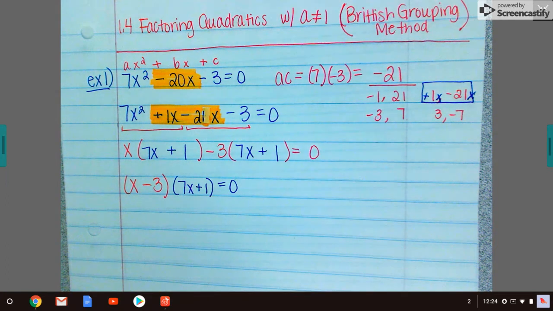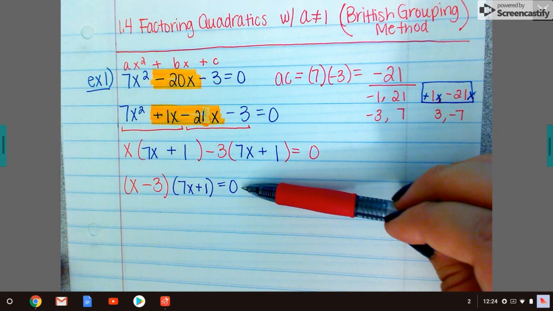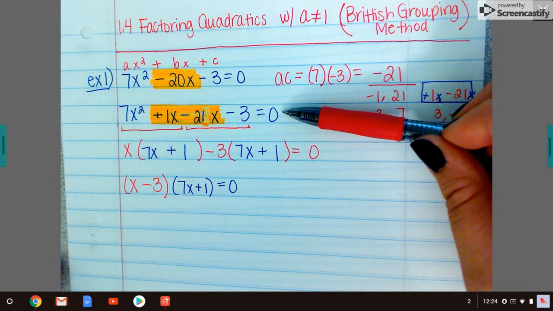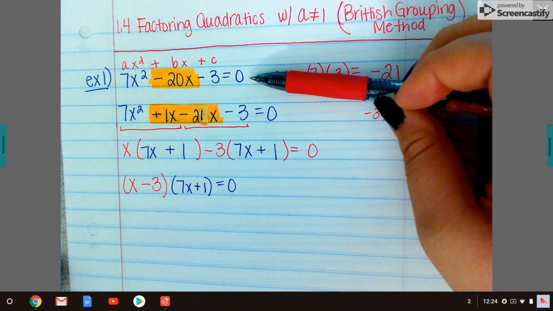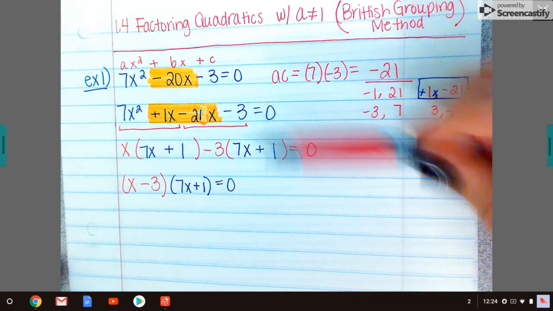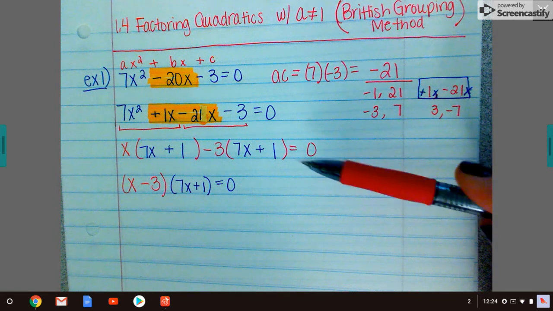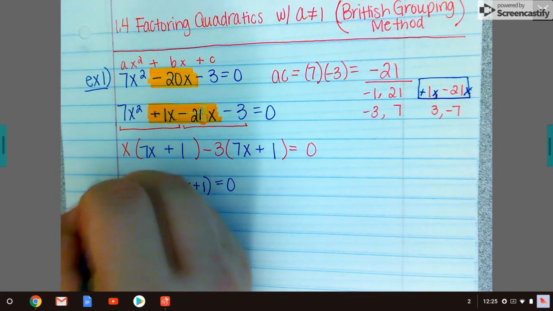Notice this one, the British grouping method, in my opinion, is more intuitive. It looks like reverse FOILing. If I started at the bottom and I FOILed, my next step after I did first, outside, inside, last would look like this. And then I would have combined to get this. So the grouping step is what's extra, but this British grouping method is more intuitive, though it does take an extra step of doing that grouping. Let's work through another one.